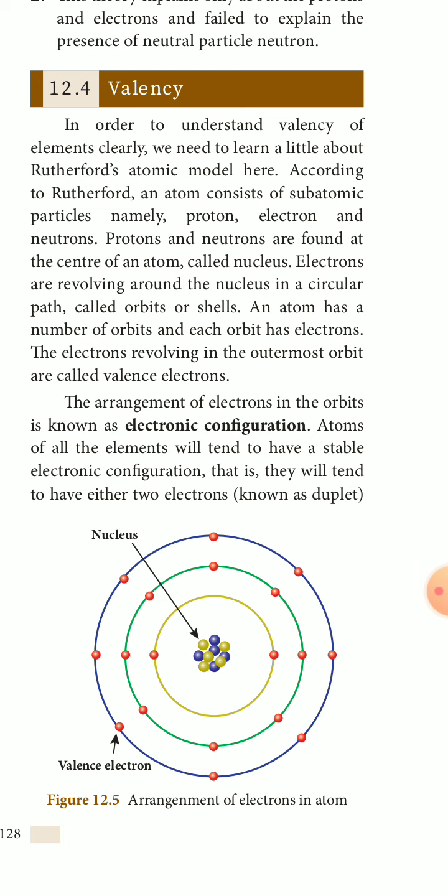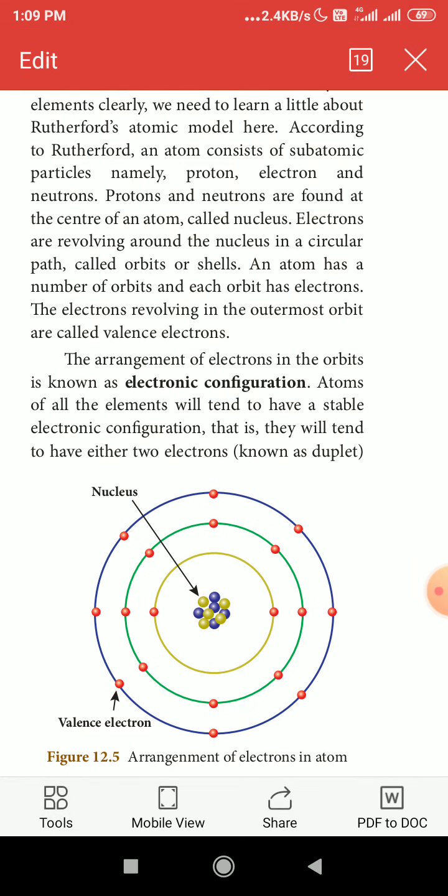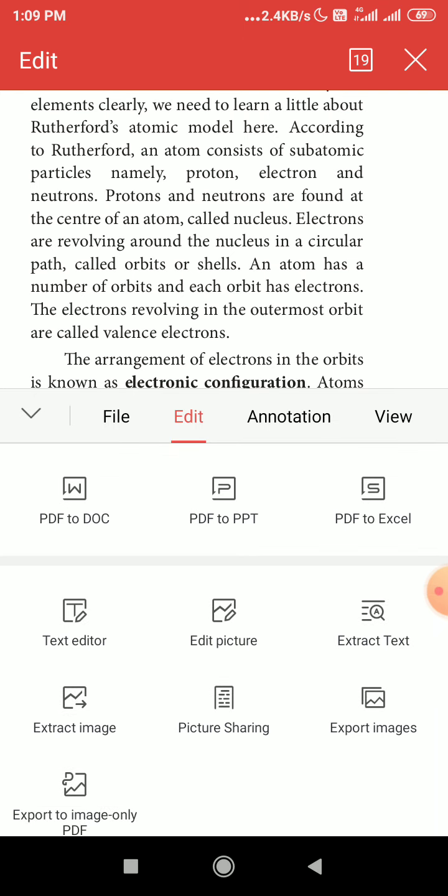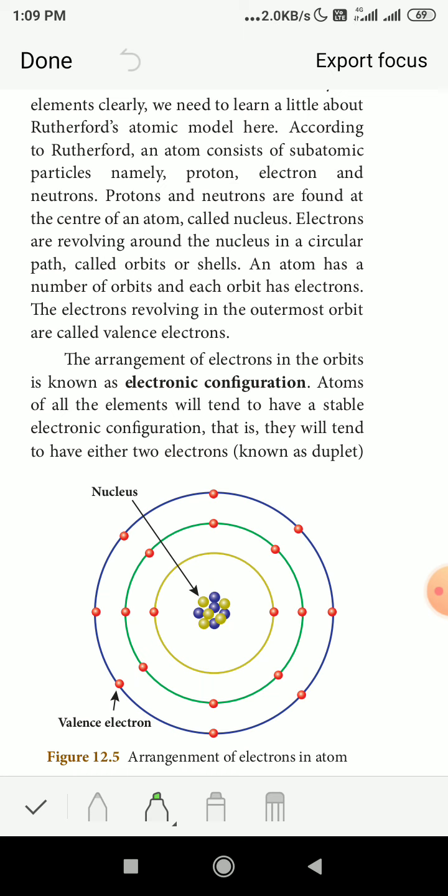These are always found in the center of an atom, in the nucleus. Around the protons and neutrons are the electrons, which are always orbiting around them. Electrons revolve around the nucleus in circular paths called orbits or shells. An atom has a number of orbits, and each orbit has electrons.